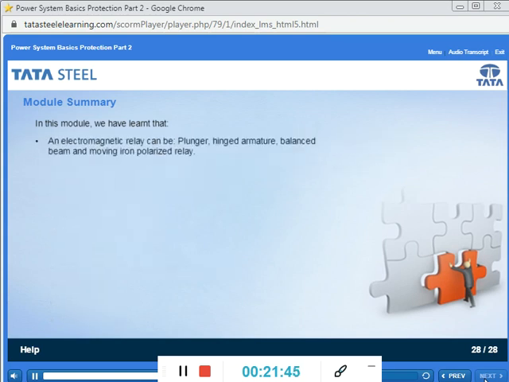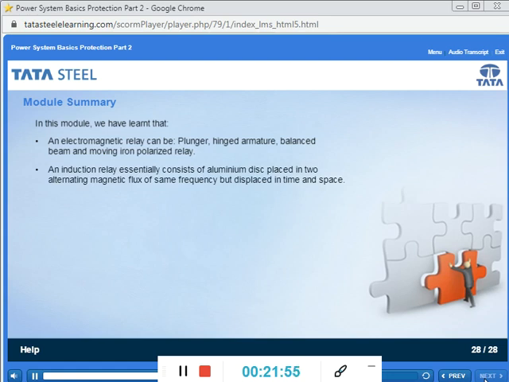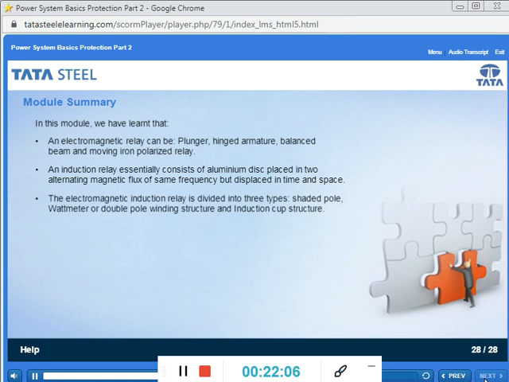An electromagnetic relay can be plunger, hinged armature, balanced beam, and moving iron polarized relay. An induction relay essentially consists of aluminium disc placed in two alternating magnetic flux of same frequency but displaced in time and space. The electromagnetic induction relay is divided into 3 types: shaded pole, wattmeter or double pole winding structure, and induction cup structure. The construction of relay is divided into contact, bearing, electromechanical design, termination, and housing.